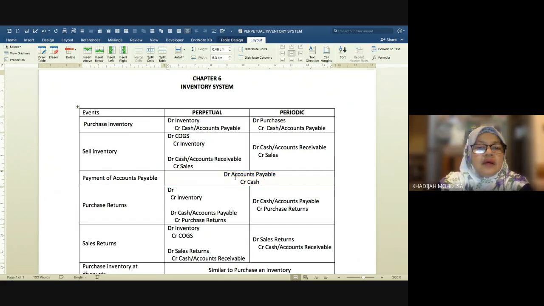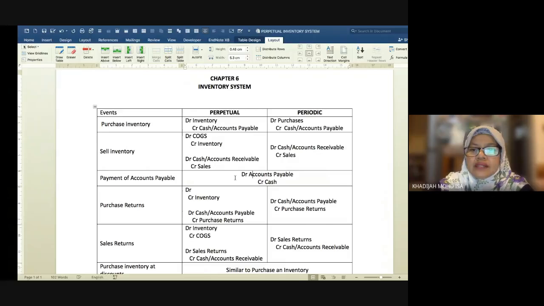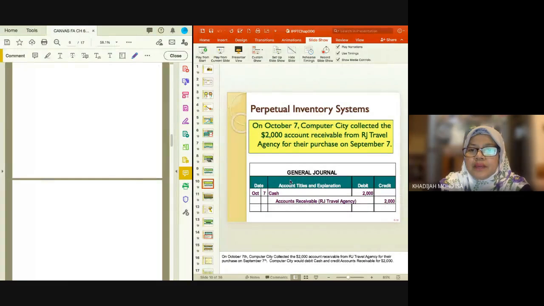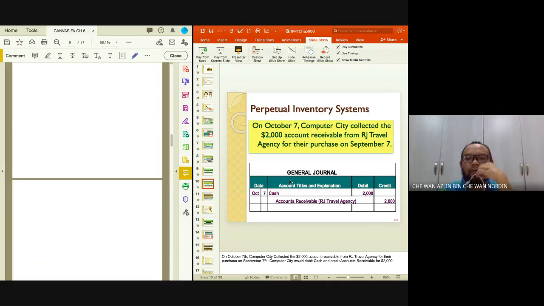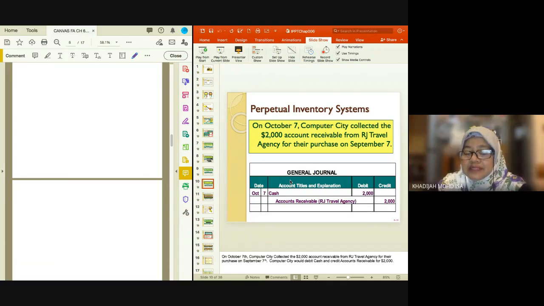All right, and then the next example is that under perpetual here you collected. So you collect from whom? How much do you collect? 2,000. From whom? From your accounts receivable. From the buyer, from your customer. Yeah, accounts receivable.